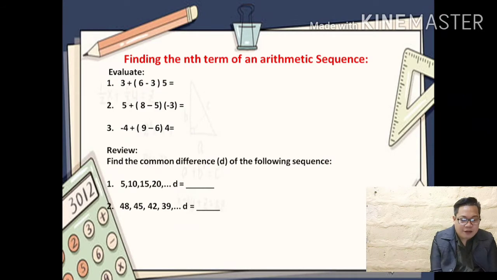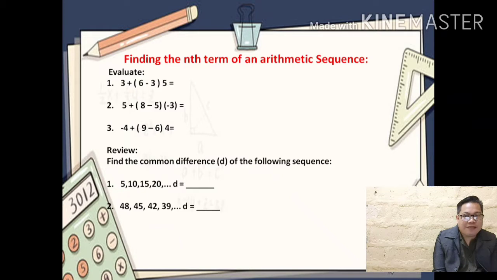Review naman tayo on how to get the common difference. Find the common difference of the following sequence. Number 1, 5, 10, 15, 20. And number 2, 48, 45, 42, 39.